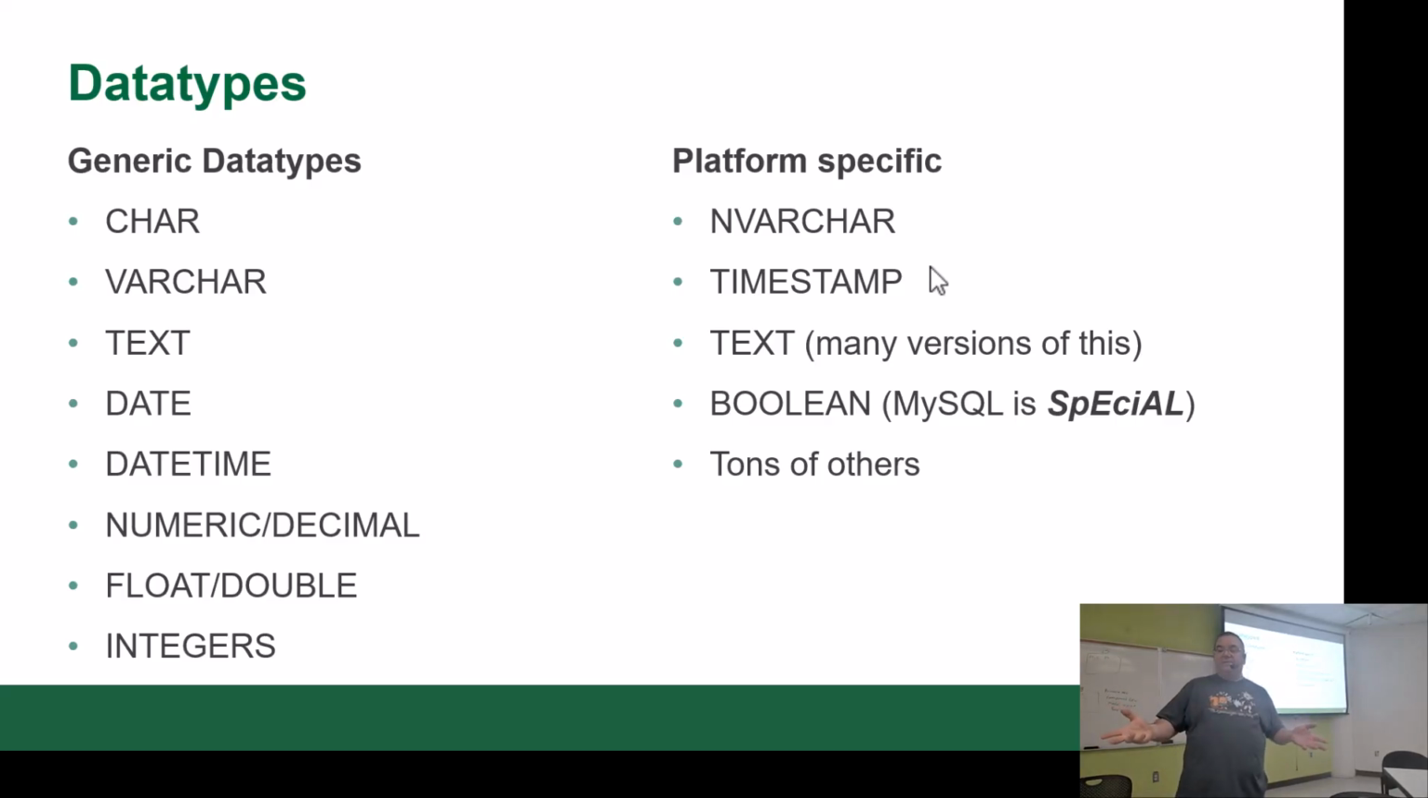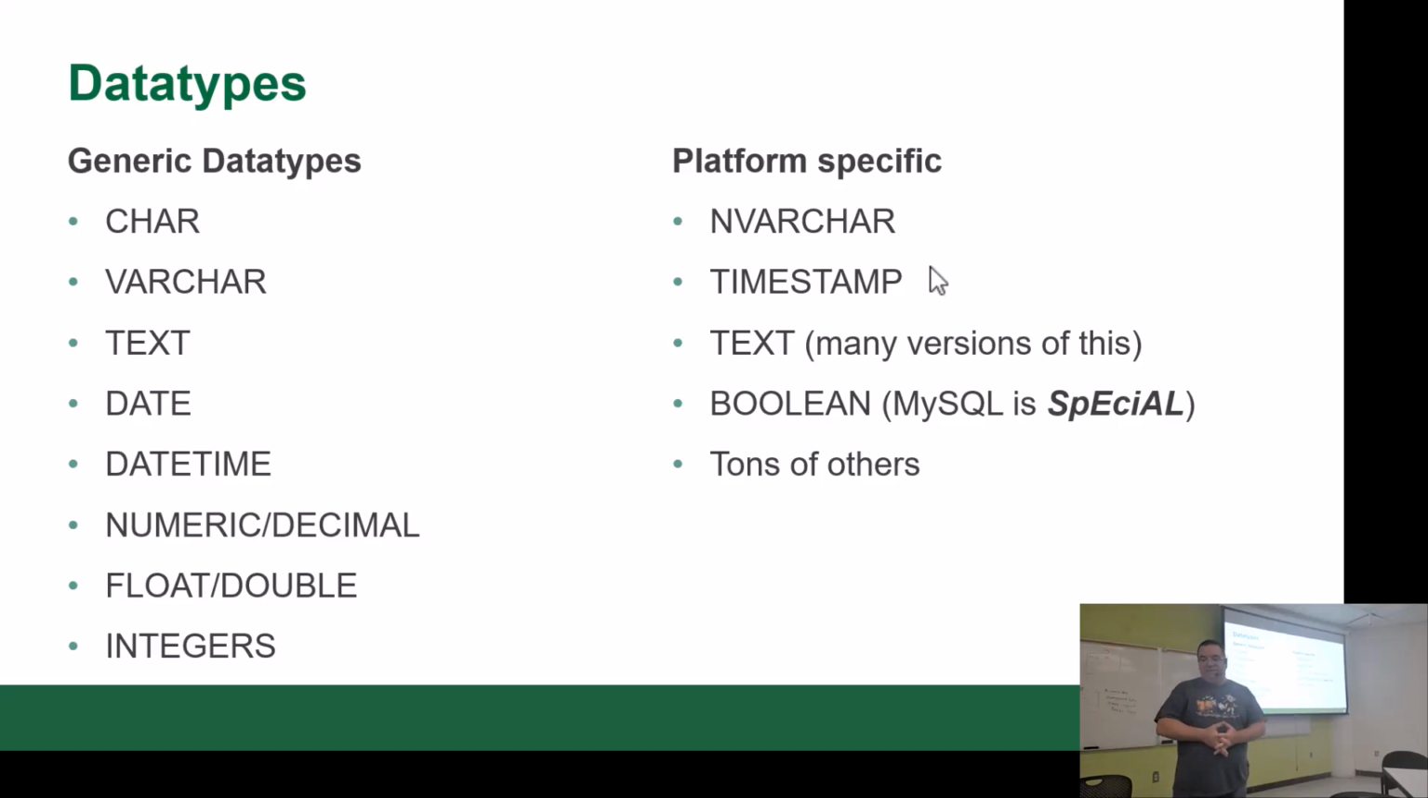So those are the generic. You have platform specific ones like nvarchar. That's the one for Microsoft SQL Server. It lets you do nationalized character sets. Timestamp. MySQL Server has something called timestamp. It's a date time, but it sets it automatically every time the record is touched. On the other hand, Postgres also has something called timestamp. That's its version of date time. So you have to be careful.